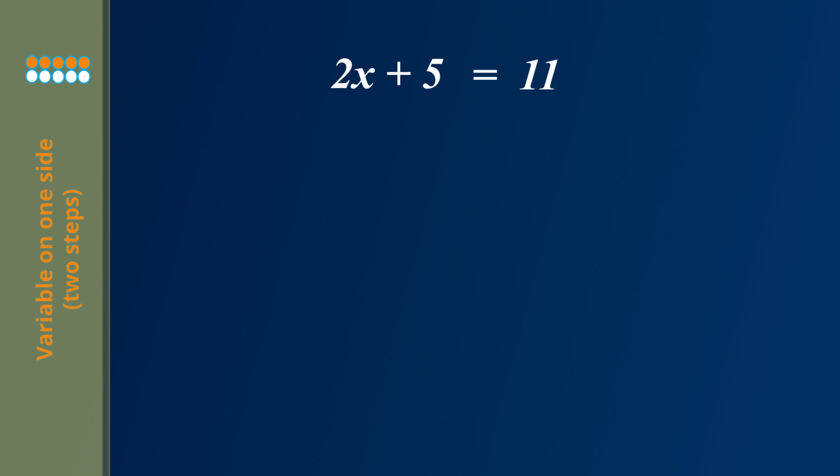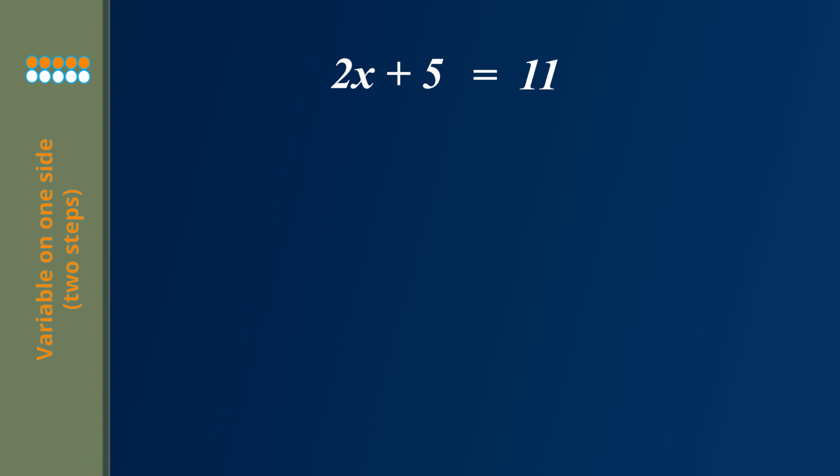Now I'll solve equations with 2 steps. 2 multiplied by x, plus 5, equals 11. x is the unknown number. x was then multiplied by 2 and then 5 was added. The result was 11. There were 2 operations that we'll undo in the reverse order.